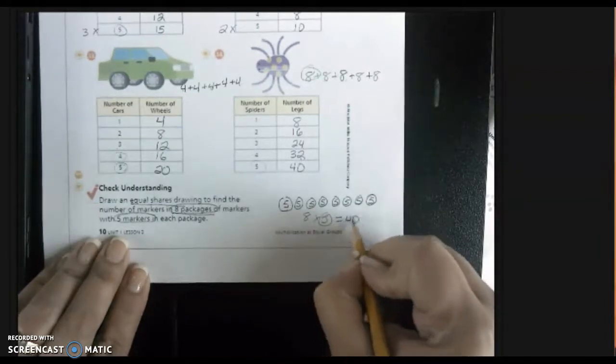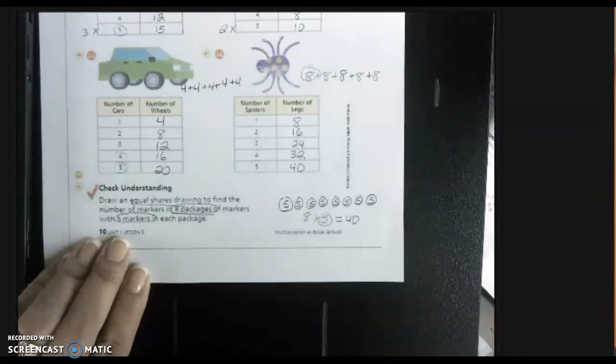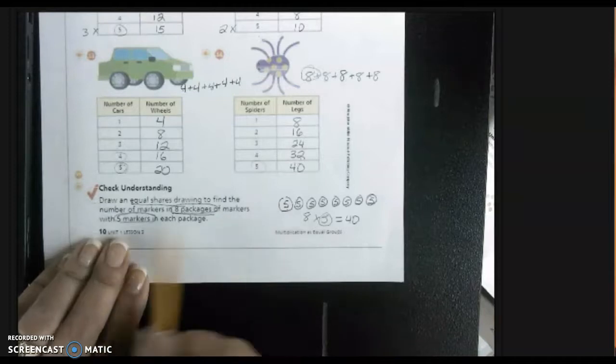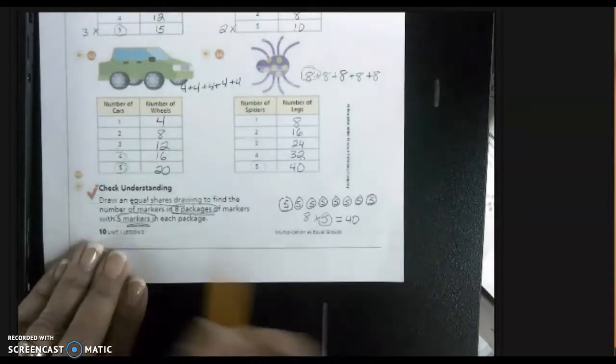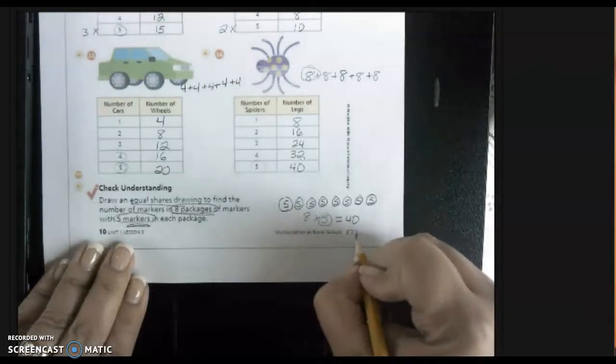My answer is still lacking something. It needs to tell how many, or what we're counting, what our label is. And that we are counting markers in this case. And if I'm not sure how to spell markers, I can look right over here.